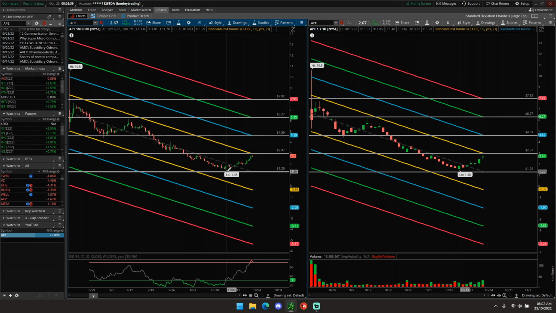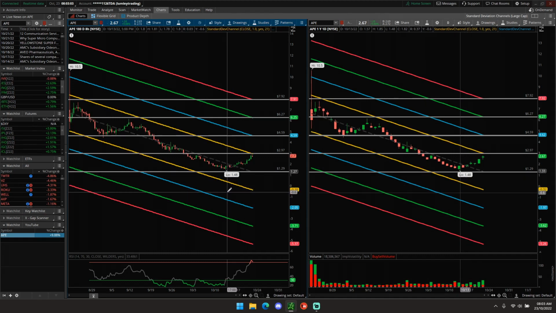But this is also down to the stock being more of a recent IPO, or recent preferred shares of AMC, because once the stock's been out for a year, these levels will get different and they will be stronger. But again, considering the stock's only been around for around 2-3 months, these are the strongest levels you're going to get on a technical level, on a technical bias on APE.